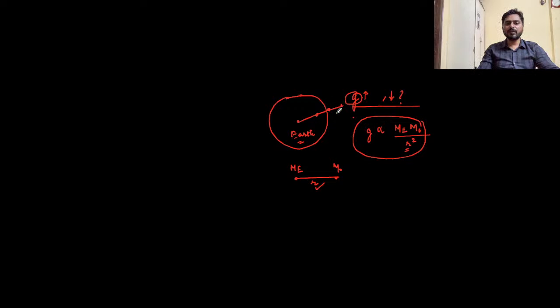So when we are moving away from Earth, and let us say we have added delta R, what is happening is that this R is increasing. Because this R is increasing, this G is decreasing. But can we apply the same logic when we are moving inside Earth?